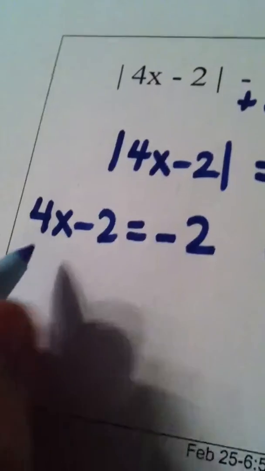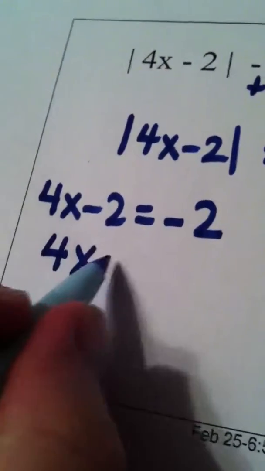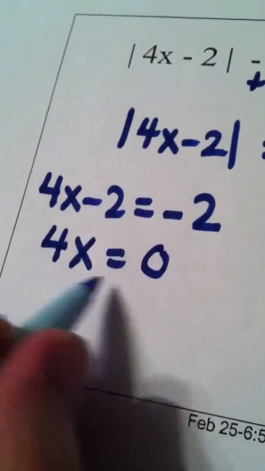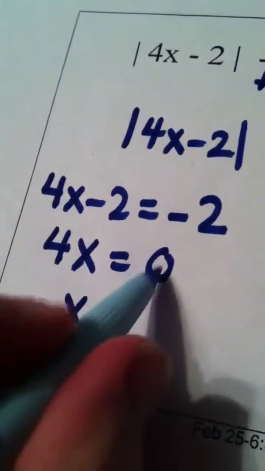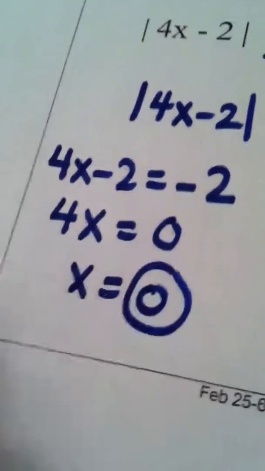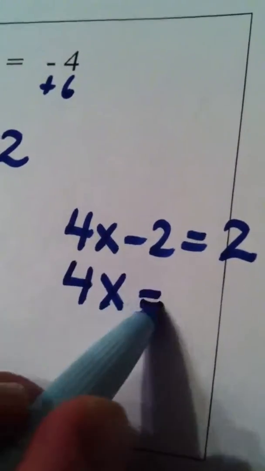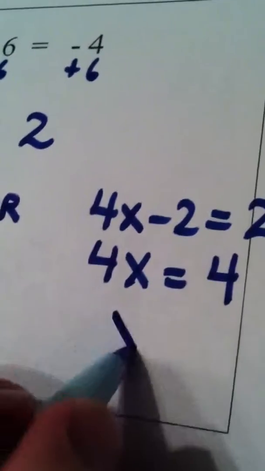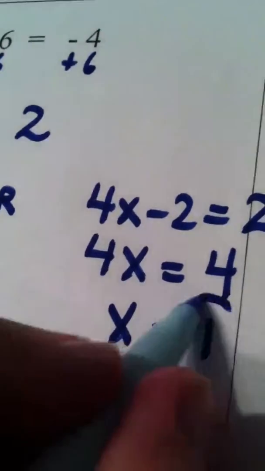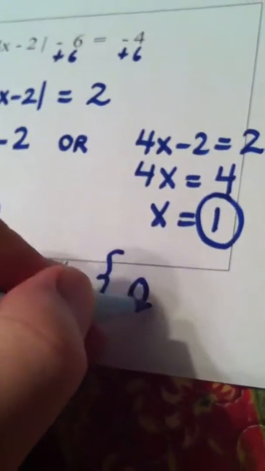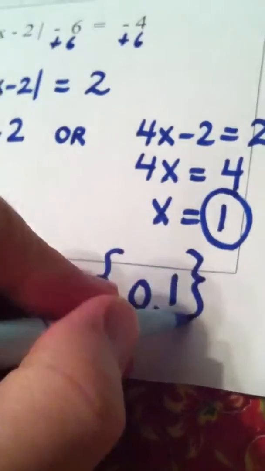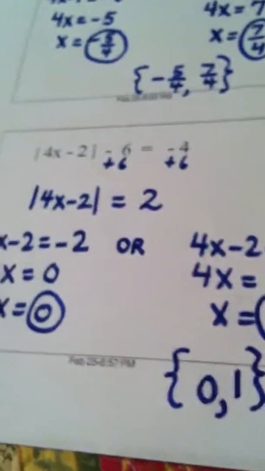Here you add 2 to both sides. You get 4x is 0. Divide by 4. 0 divided by 4 is 0. There's one answer. Here you add 2 to both sides. 4x is equal to 4. Divide by 4. X is 1. And if you want to put them in set brackets, our solution set would be 0, 1. And we're done.